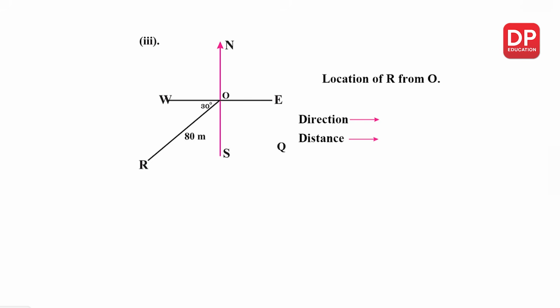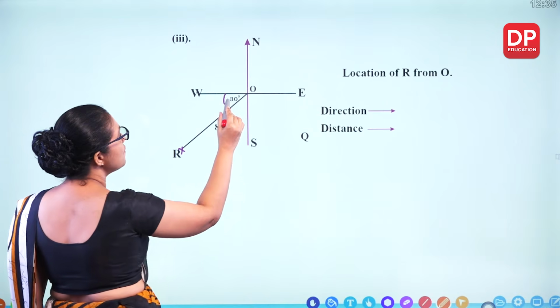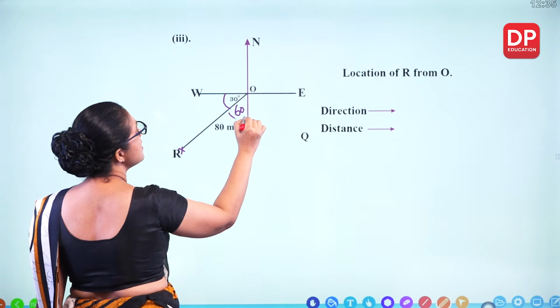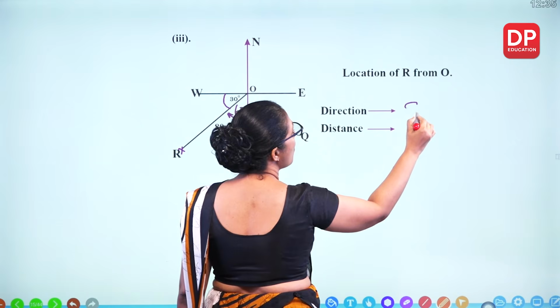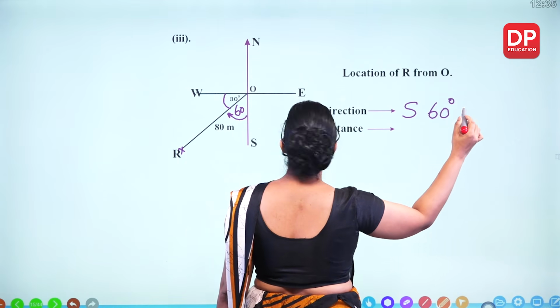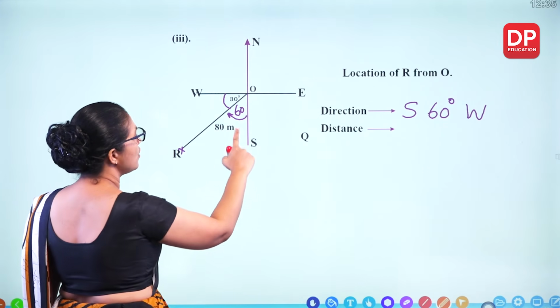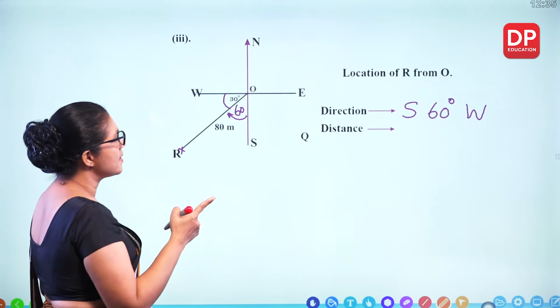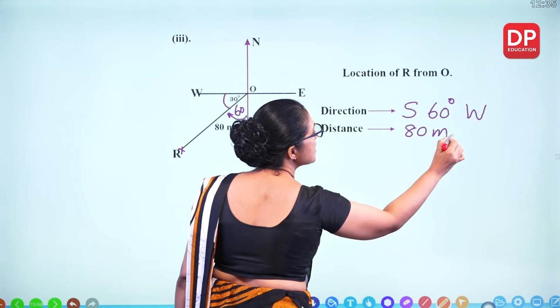This angle is given as 30 now. So we need to identify the location of R. If this is 30, this is 60 degrees. So I can use from south. South, 60 degrees towards the west side. Starting from south, 60 degrees towards west. What's the distance? 80 meters.